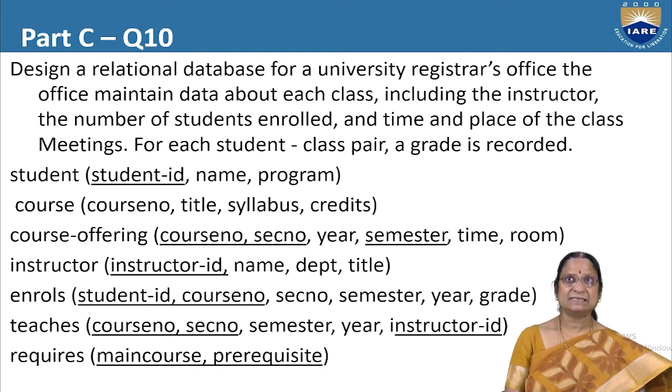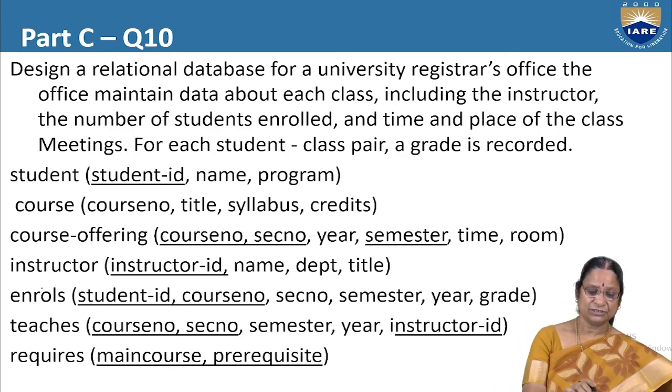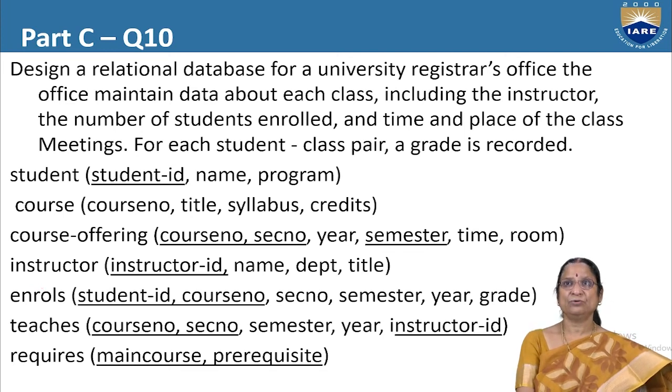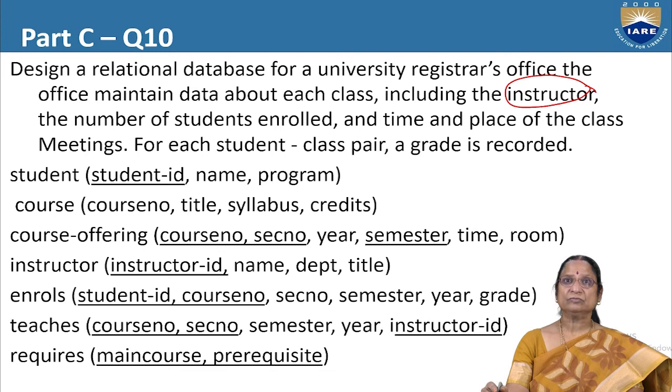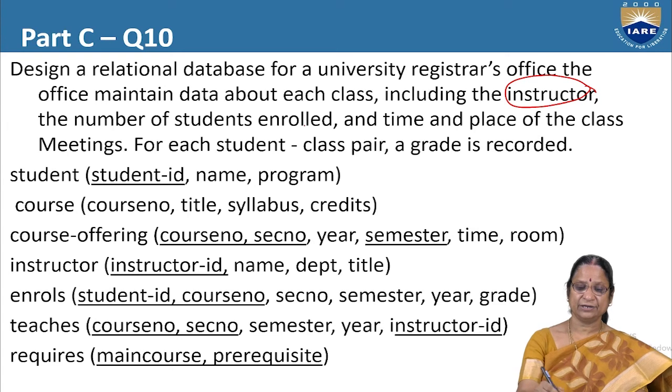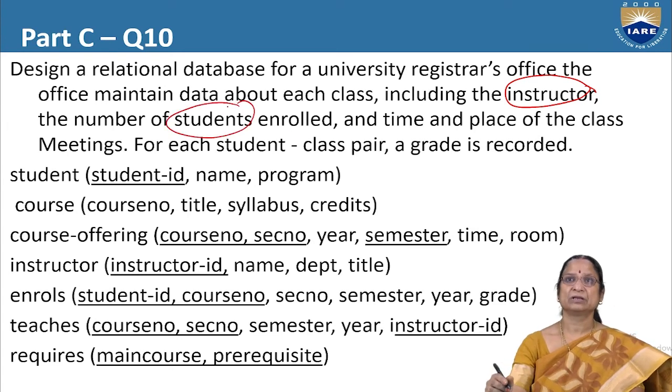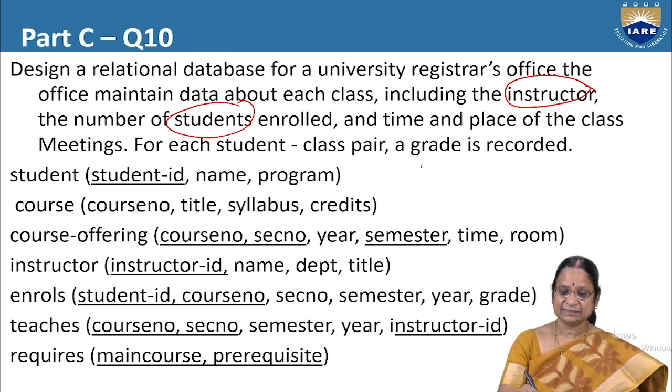The last question in part C is: design a relational database for a university registrar's office. Maintain data about each class, including the instructor. So instructor must be an entity set. And the number of students enrolled. We also need to store the data related to students, enrolled for a particular course, and the time and place of the class meetings. For each student-class pair, a grade is recorded.